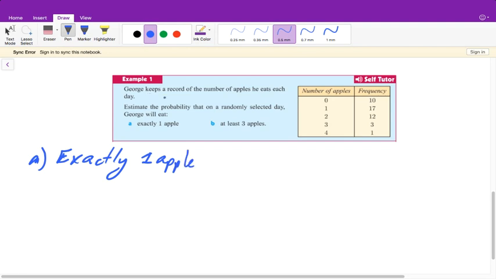So it says, George keeps a record of the number of apples he eats each day. So here we have 0 apples. The frequency of it occurred was 10. That means 10 days he ate 0 apples. Here we have 1 apple. 17 was the frequency, so that means 17 days he ate 1 apple. Here we have 2 apples. The frequency was 12, so 12 days he ate 2 apples. And so on. Three different days he ate 3 apples.